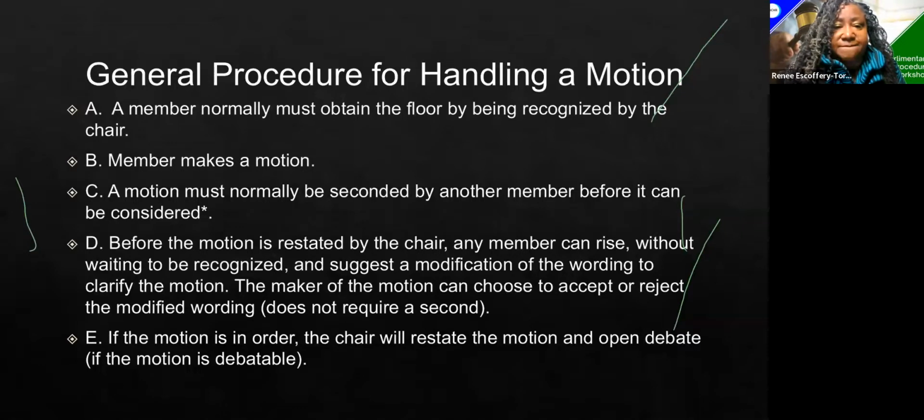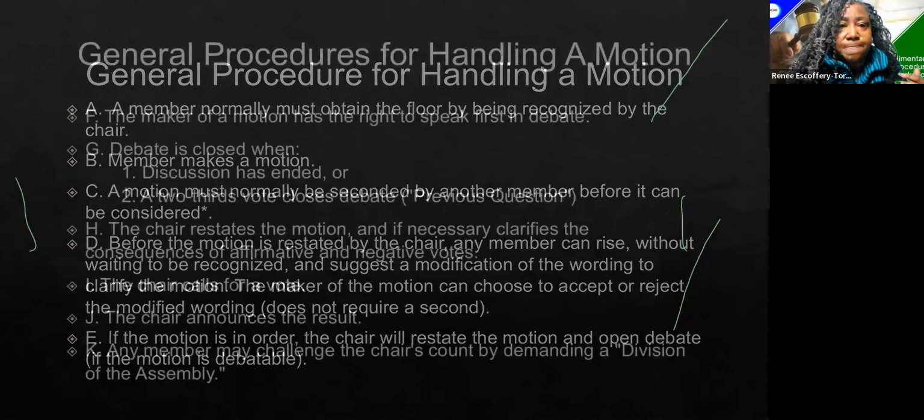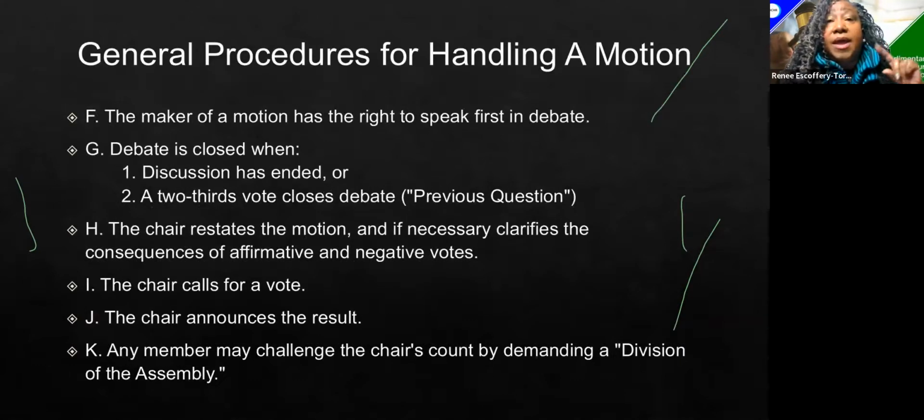Doesn't require a second. If the motion is in order already, then the chair will restate the motion and say, is there any discussion? I say, is there any discussion? A lot of people, the word debate has kind of like a negative connotation. So I don't want to use that word, but I will call for discussion because discussion and debate are interchangeable in a motion.